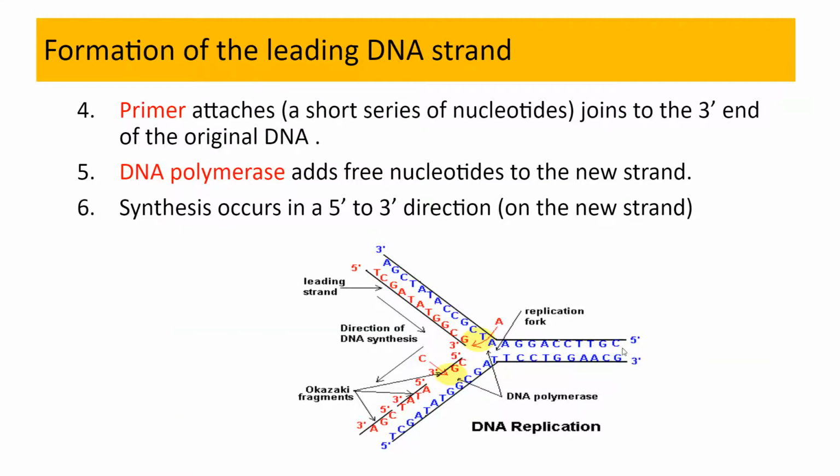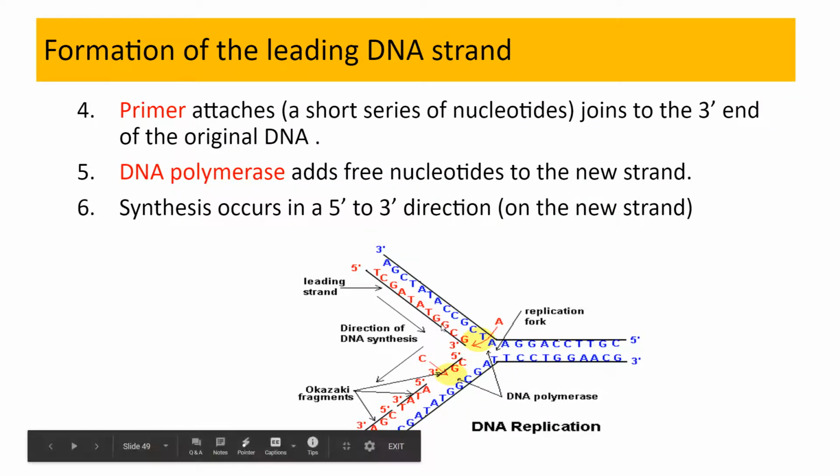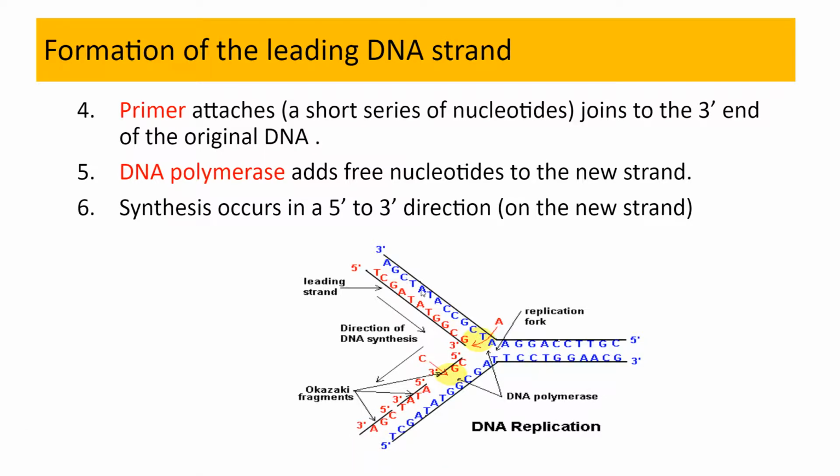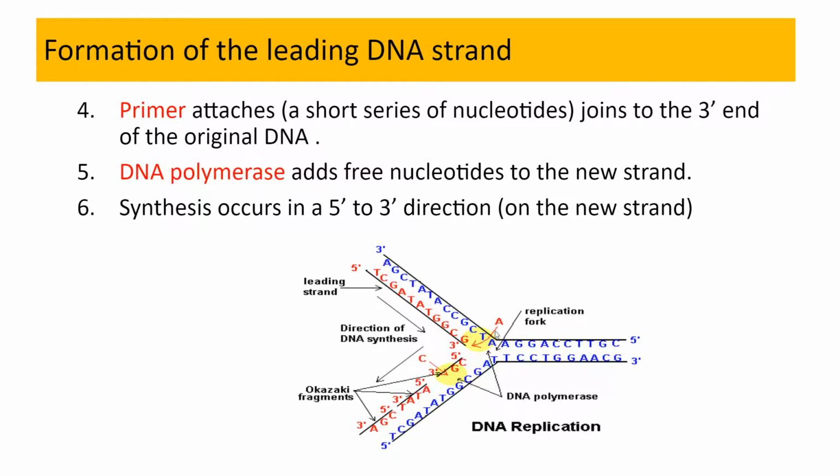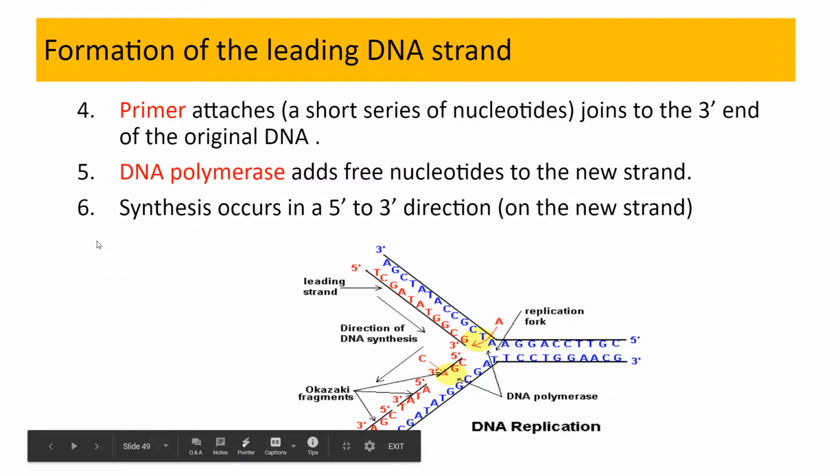So the first one we're going to look at is the formation of the leading strand. This one's a little bit more straightforward. So once the DNA has been unwound, the hydrogen bonds have broken, and now the DNA bases are exposed. In the original DNA molecule we're looking at, this is represented by the blue bases. So the blue ones here are the original molecule, okay?